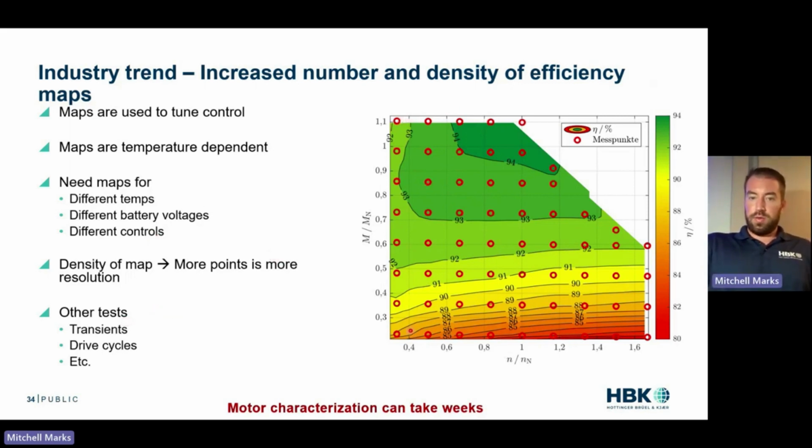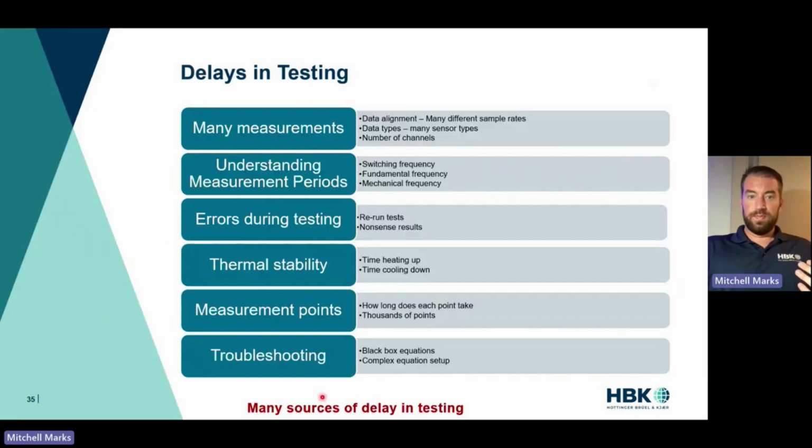And what we have is, you take a torque and speed, measure efficiency, torque and speed, measure efficiency, and then you get this contour. And because of the number of maps, because of the number of points, we're seeing people go to 25 maps or so, wanting to go to more. We're seeing people go to thousands of points. They used to do hundreds, now they're doing thousands, and this can take weeks.